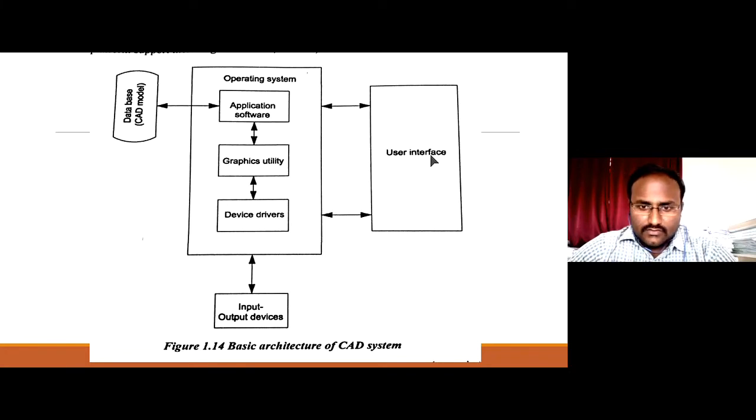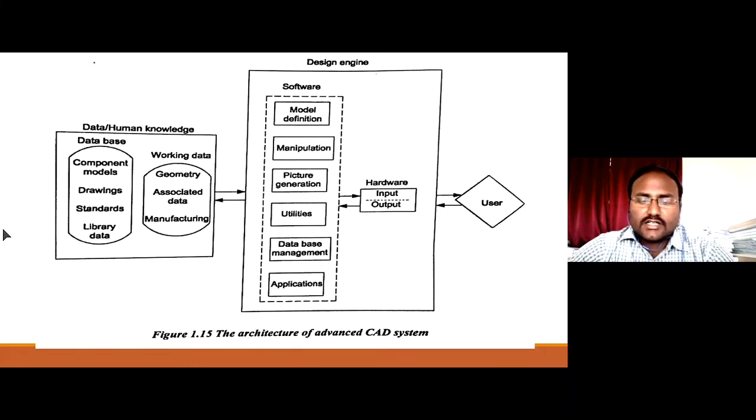In the user interface we are giving the input values in the form of analog signals. They go to the input devices, then the signal goes to device drivers. The drivers convert the analog signal to a digital signal. The graphics utility analyzes the digital signal. Based on the digital signal, the software creates the designs, which are then displayed in the CAD model. This is the basic architecture, and this one is a detailed architecture of a CAD system.